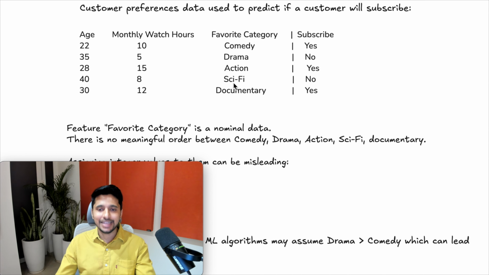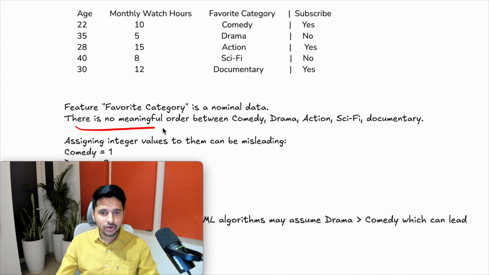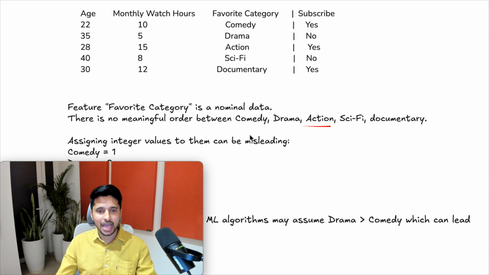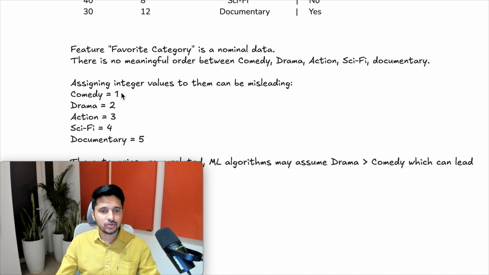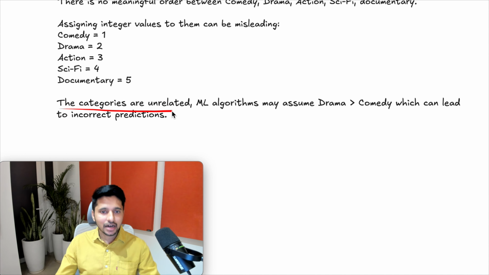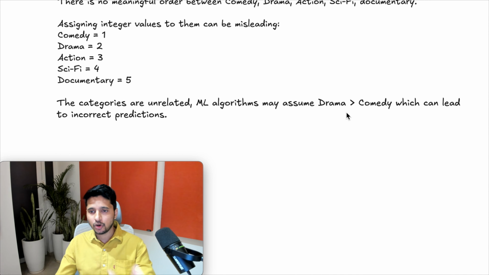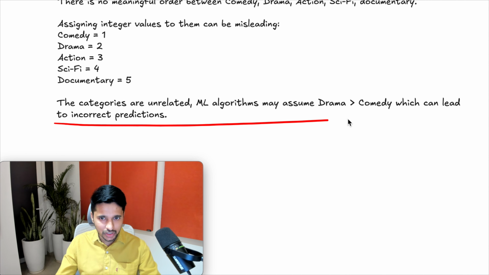If we do like that, let's try to understand what will happen. So there is no meaningful order between the data that we have. So for example, we assign the number 1 2 3 4 5 like this, right? So assigning integer values to them can be misleading, and we will see why. As the categories are unrelated, the machine learning models may assume drama is greater than the comedy, which can lead to incorrect prediction. So this is a major issue here.